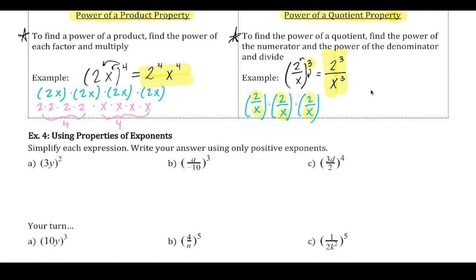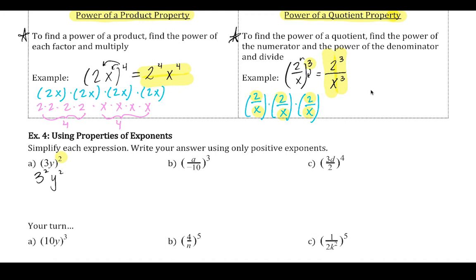So for example 4, more of just using those properties that we just learned. So for 4a, we have 3y in parentheses squared. So inside the parentheses here, we have a product. We have two things being multiplied together. We have 3 times y. So that means that the 2, the exponent, is going to get applied to each factor inside the parentheses. So 3 is a factor and y is a factor. The 2 will go to both. So altogether, it'll be 3 squared y squared.